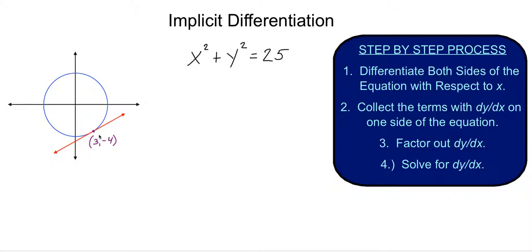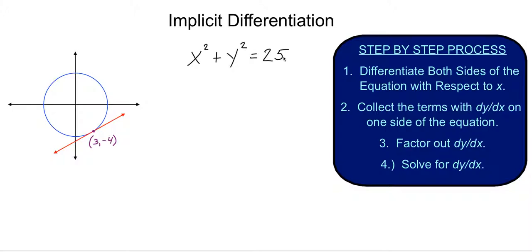But let's say we want to find the slope of the tangent line at the point (3, -4), which we know is on this circle because 3 squared plus (-4) squared equals 25. In order to do this, we have to treat y as an implicit function of x. When we take the derivative of both sides, we take the derivative of every term with respect to x, and we may have to use things like the product rule, the quotient rule, and the chain rule throughout different functions.